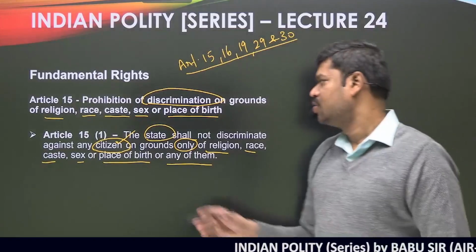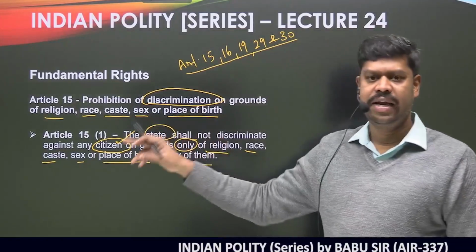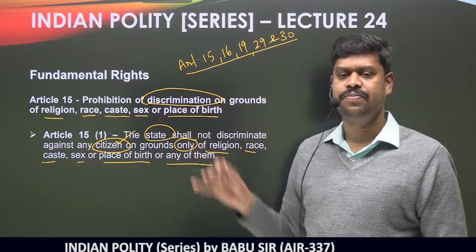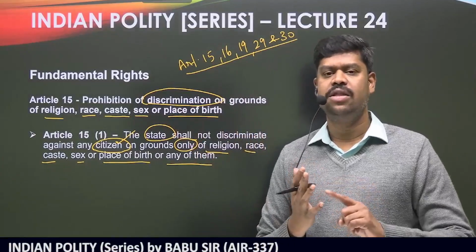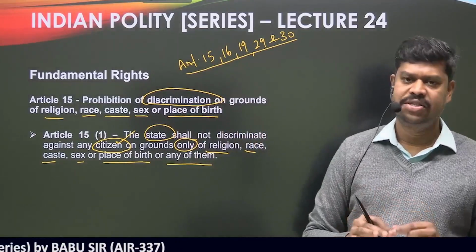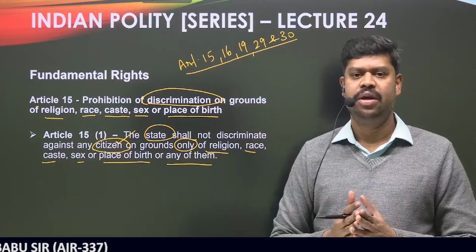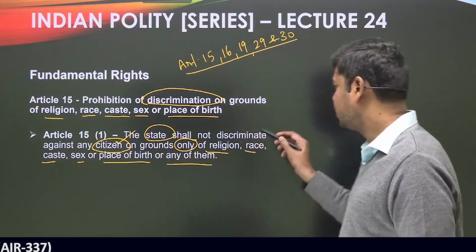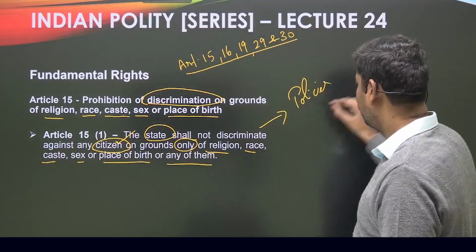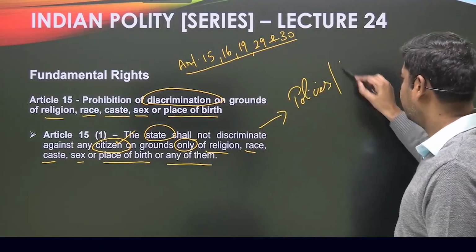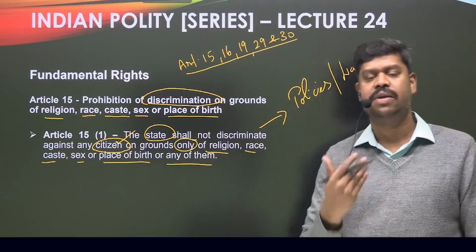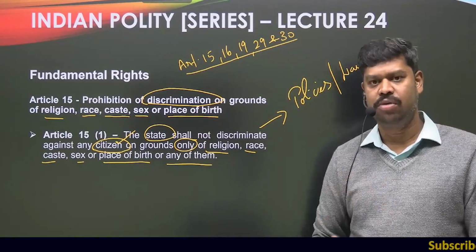All right. So the state shall not discriminate against any of its citizens, and on what grounds shall they not discriminate? They shall not discriminate either on the grounds of religion, race, caste, sex, place of birth, or any of them. So what shall not be done by the state? The state shall not discriminate in its policies. The state shall not discriminate in terms of law it makes. The state shall not discriminate in terms of any of the action that it performs.